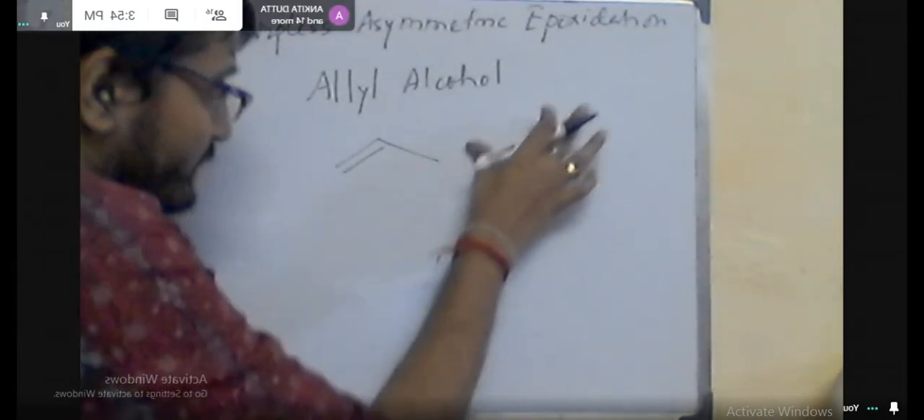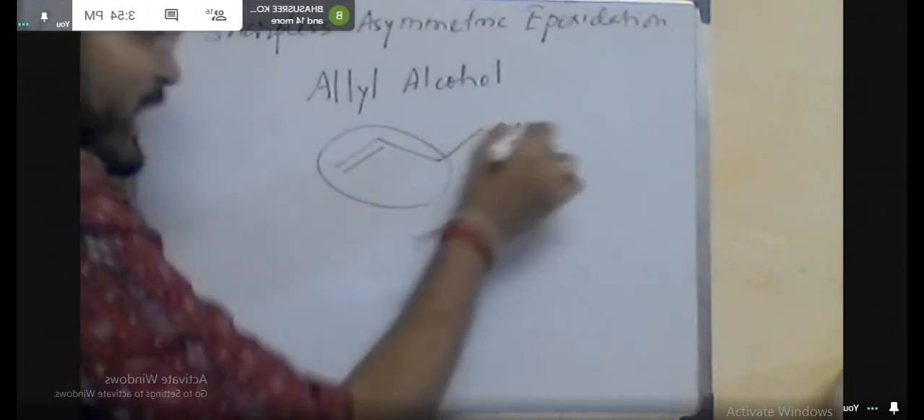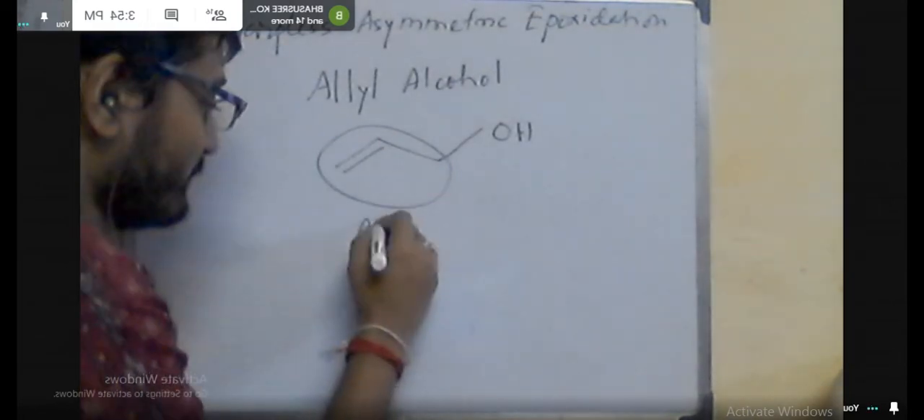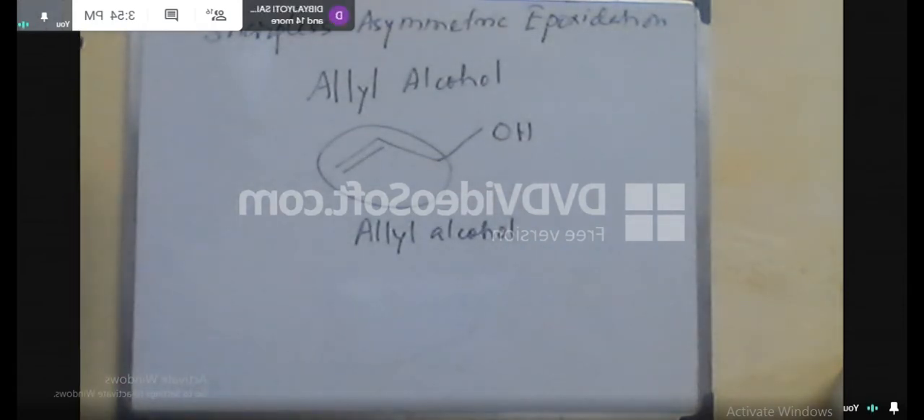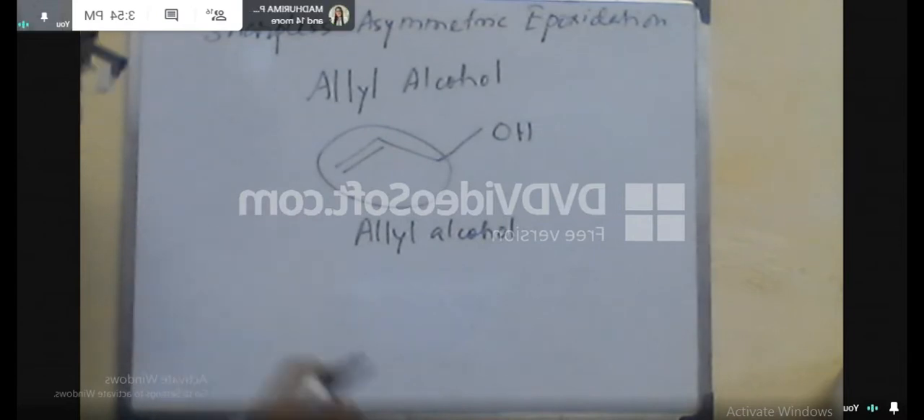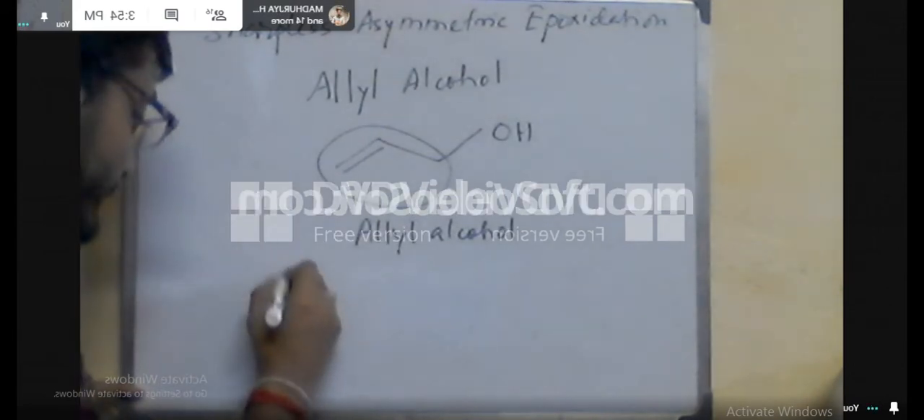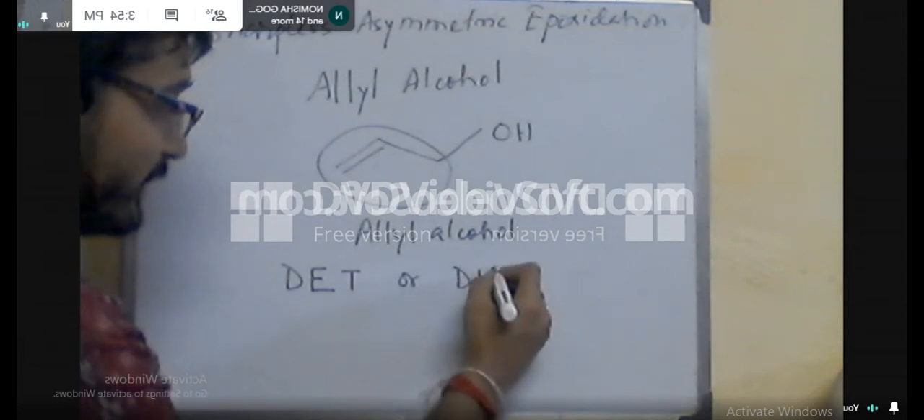there are lots of reagents used, but one important reagent is the chiral reagent. That means the presence of the diethyl tartrate or diisopropyl tartrate. Basically these are the esters of tartaric acid. The other reagent used is titanium tetraisopropoxide, which is the catalyst. The tertiary butyl hydroperoxide acts as an epoxidizing agent.